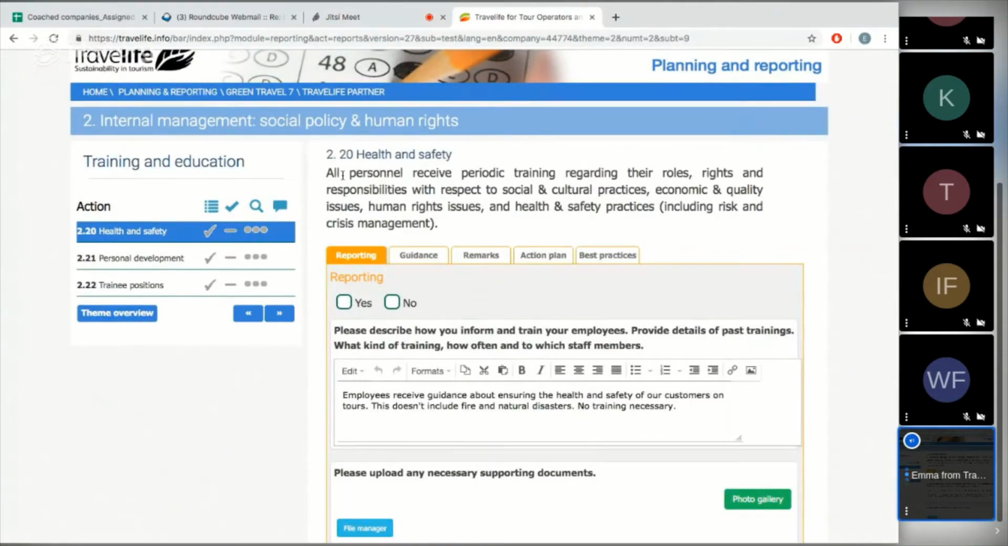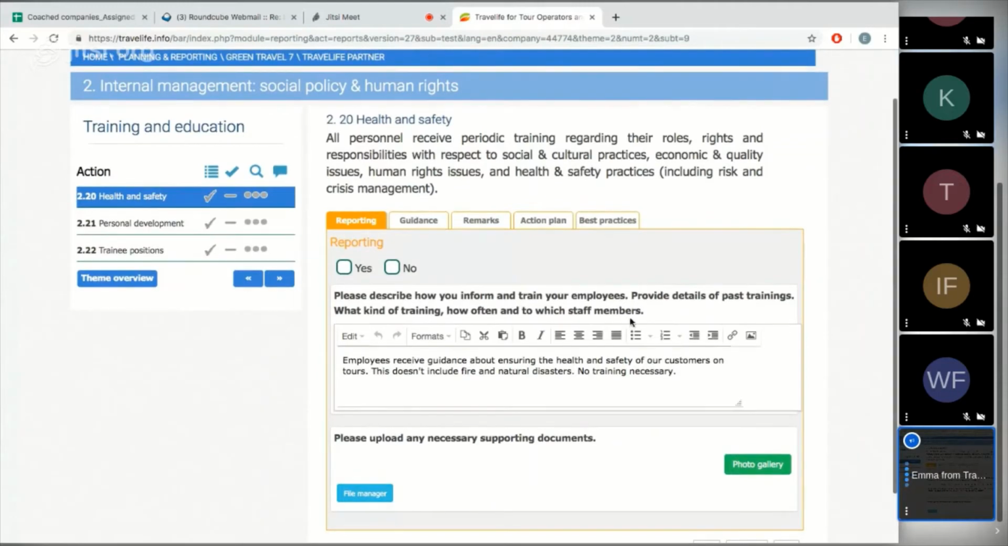So 2.20, health and safety, is regarding if your staff members receive training regarding their roles, their rights, and responsibilities in regards of social and cultural practices, but also in specific about health and safety practices. So we would like to see how you inform and train your employees, if you do so. What kind of training, how often, who can take this training.